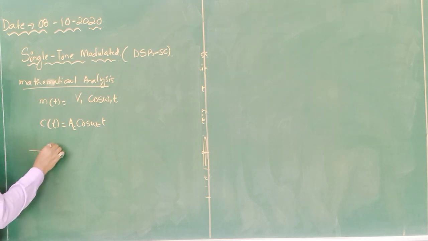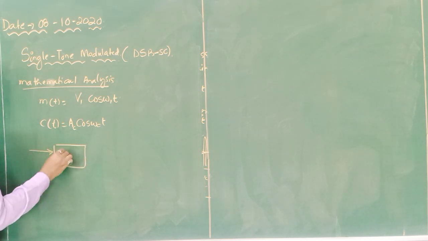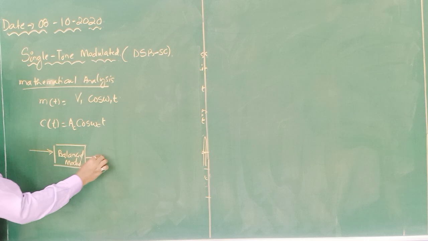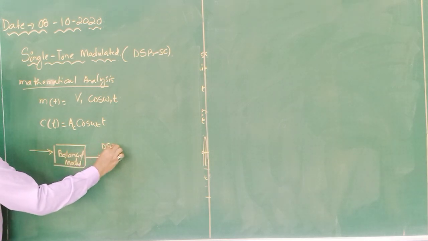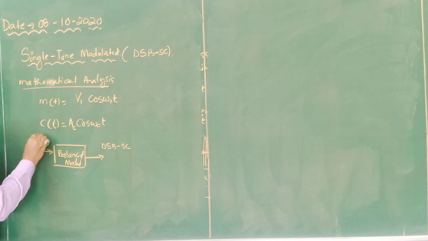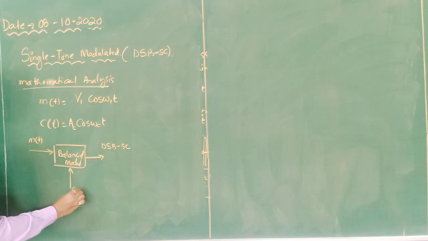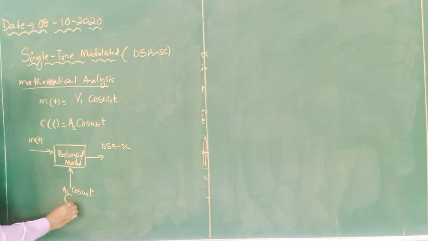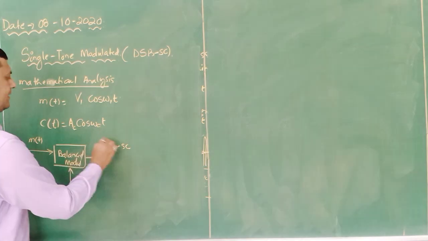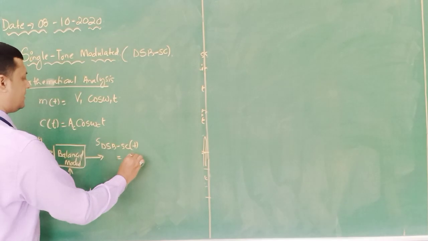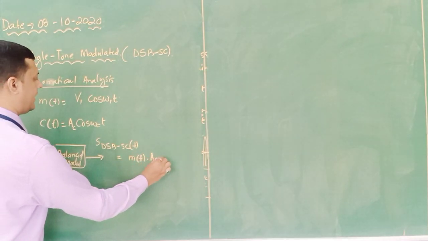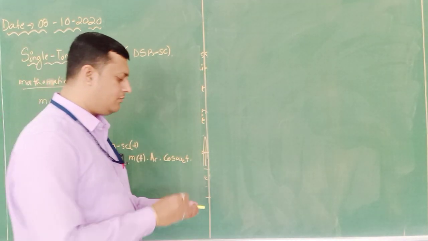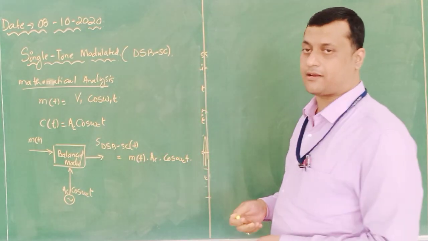Now when these two signals are passed through a balanced modulator, we will get the DSB-SC signal. So this is M of t. Here it is AC cos omega ct generated by the local oscillator, and the DSB-SC signal is generated. That is M of t into AC into cos omega ct. So this is my relation. I need to expand this relation so that I will get these spectrums.